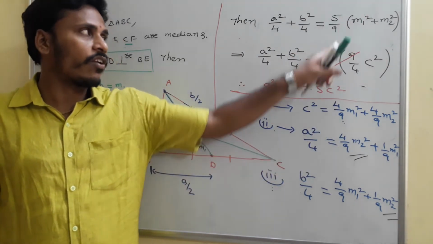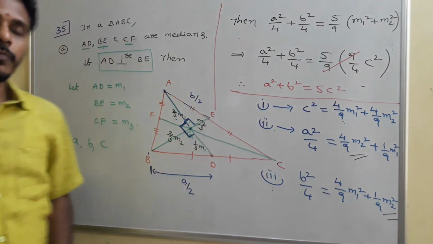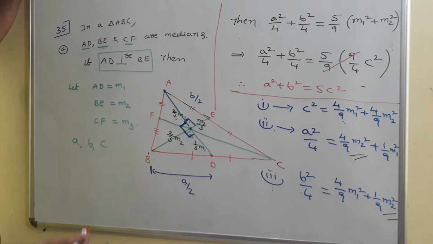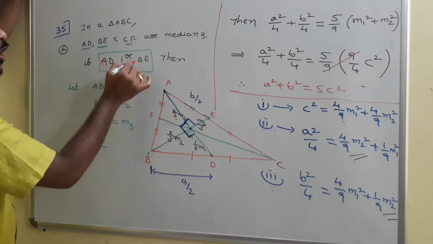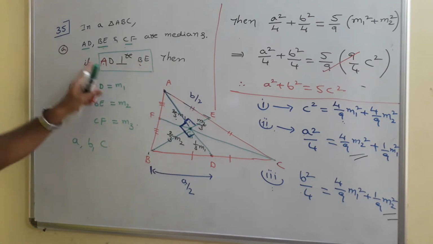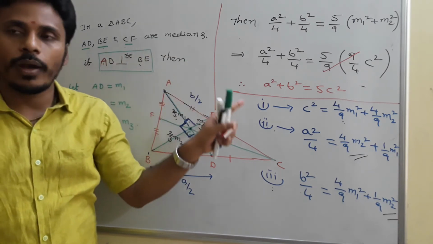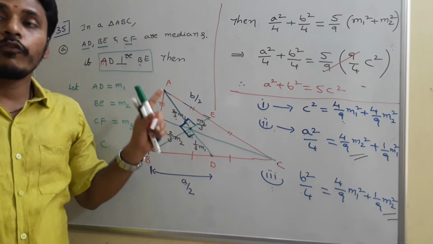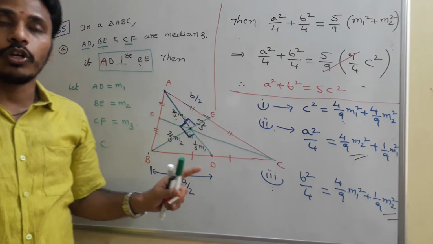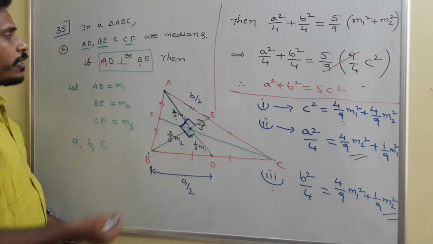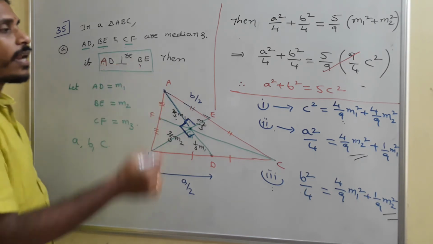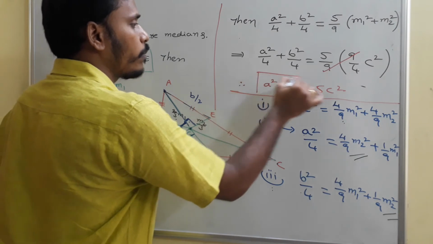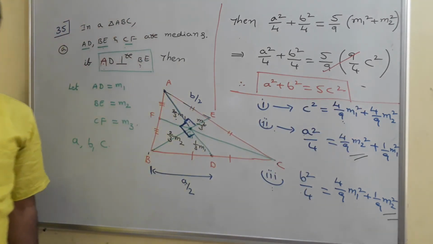Use this relation 1 and you will get that a square plus b square is equals to 5c square. At the end, think about it. AD is perpendicular to BE, and that's why you have that a square plus b square is equals to 5c square. If any two medians are perpendicular in a triangle ABC, and if those two medians are AD and BE, then your final result is that a square plus b square is equals to 5c square.